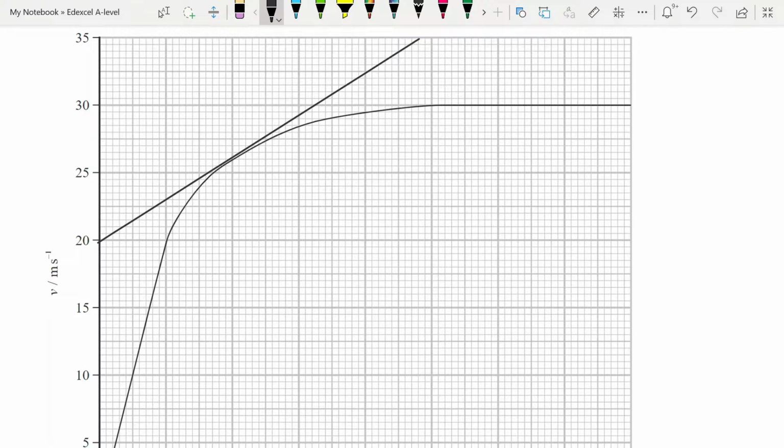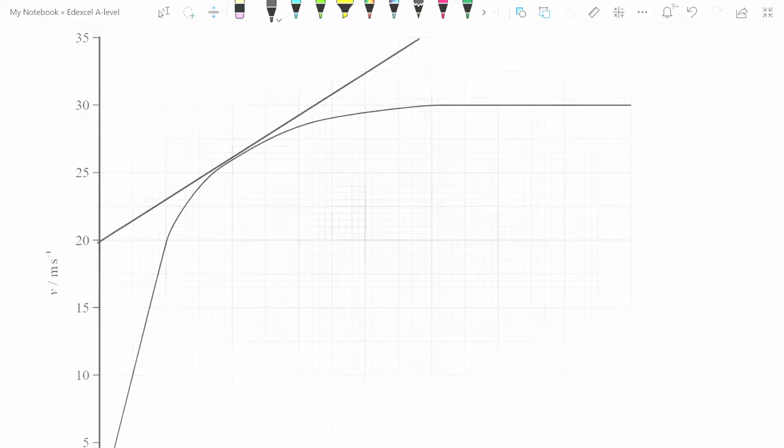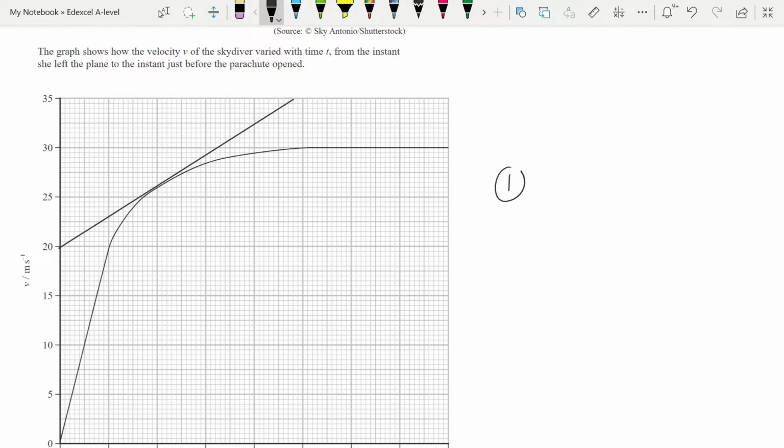Now, you can see that my tangent is not actually touching there, again because of the settings when you use a computer ruler like this. But that is the idea, and it is essential to have a see-through ruler to do this properly. So the first mark here will be for an attempt to draw a tangent to that curve. Any attempt. So even if your tangent isn't great, the fact that you know you're supposed to draw a tangent will get you that mark.